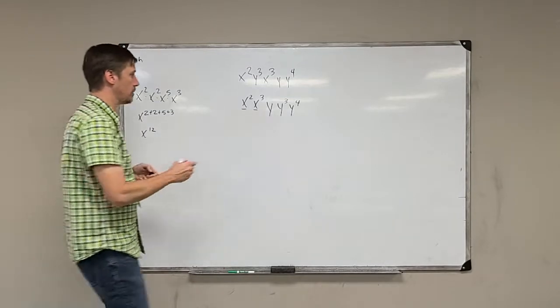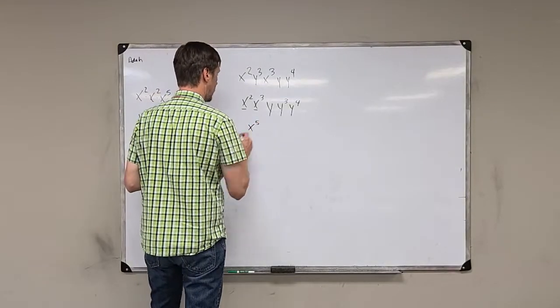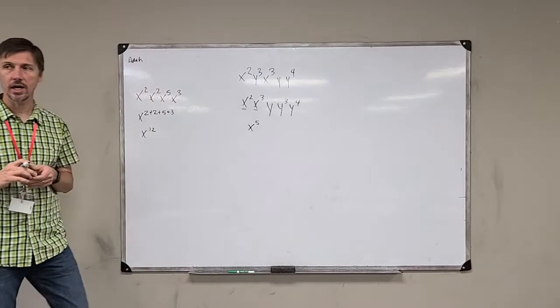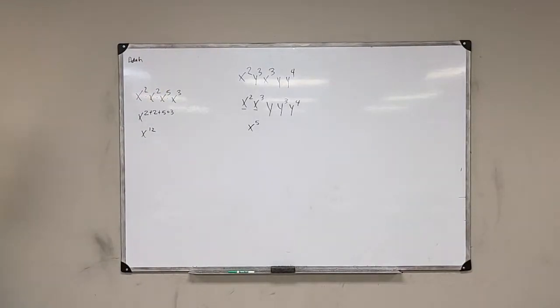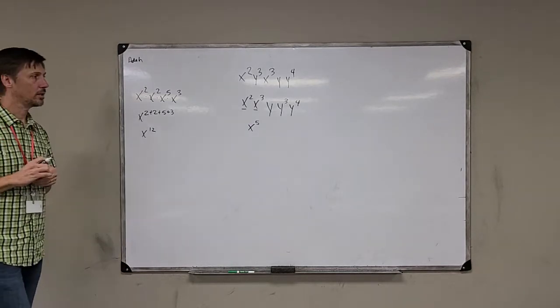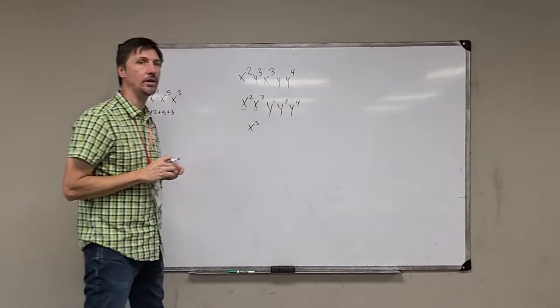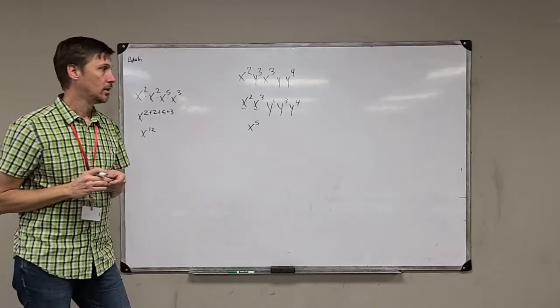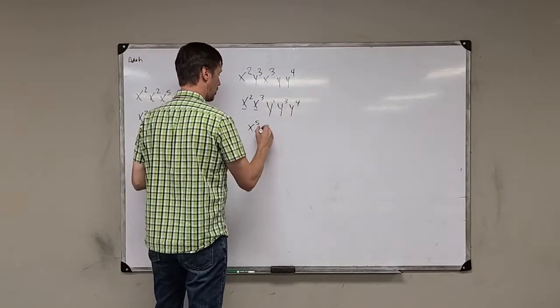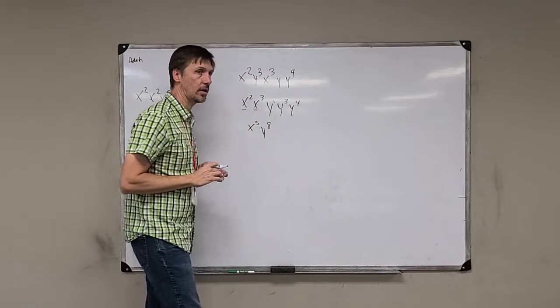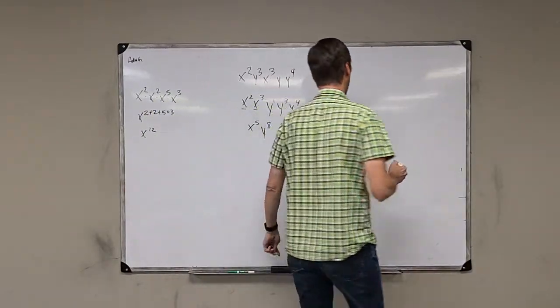X to the 5th, right? And somebody else, Ada's just rocking today. Somebody else want to give me what the y's would be? Y to the 8th, because there's an understood 1 here, right? Whenever you don't have an exponent, there's an understood 1. So this would be 1 plus 3 plus 4, so it'd be y to the 8th. All right? So that's another rule that we have to make sure that we remember.